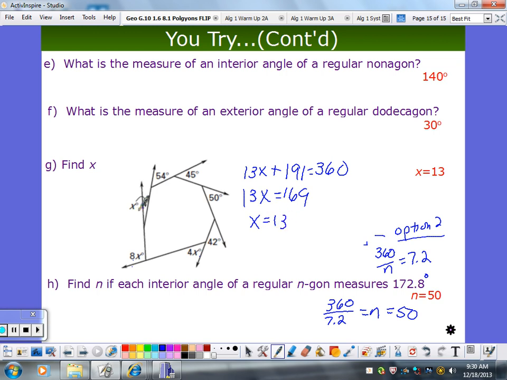You can check them. You have a calculator, right? Just plug them in, add them up, make sure you get 360. It's a way to check it. With a calculator, that's not a big deal. So questions on any of these?